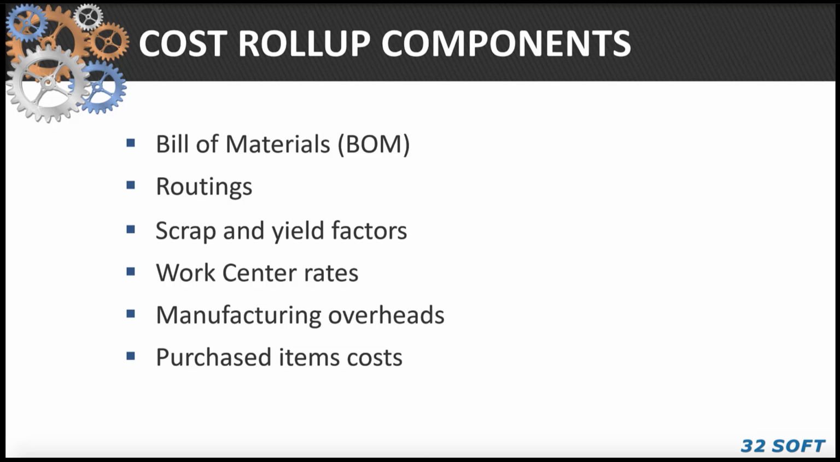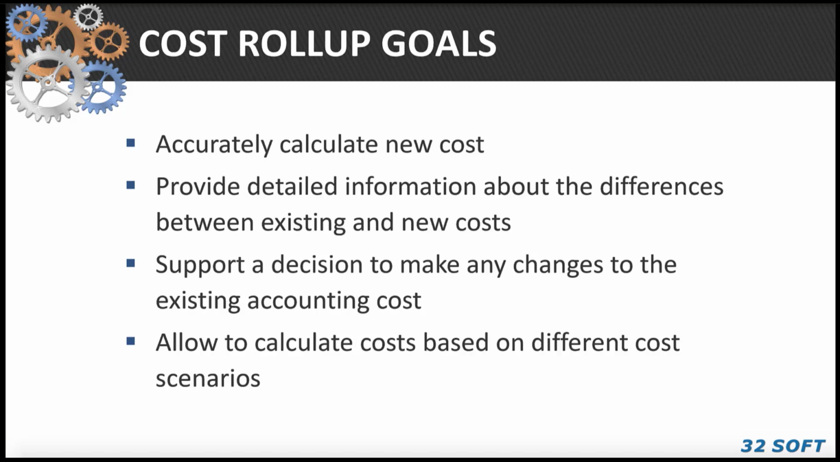Accuracy of the manufactured item cost depends on the accuracy of all these components and frequency with which cost is updated. To achieve the most accurate manufacturing cost, it needs to be updated each time there is a change to the cost of its components. On another side, cost rollup process should not directly affect inventory values or other accounting figures. It should provide detailed information about the difference between existing and new cost, support a decision to make any changes to the existing accounting cost, allow you to calculate cost based on different cost scenarios, and then you can update.